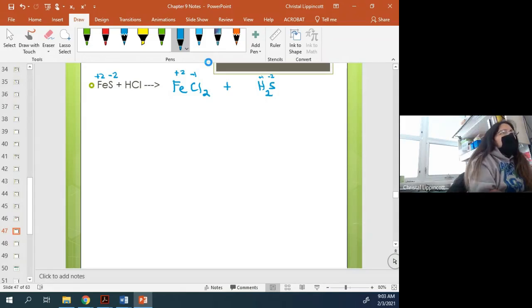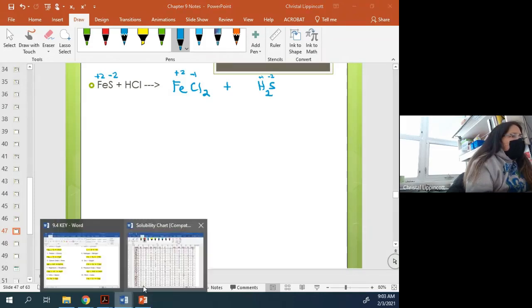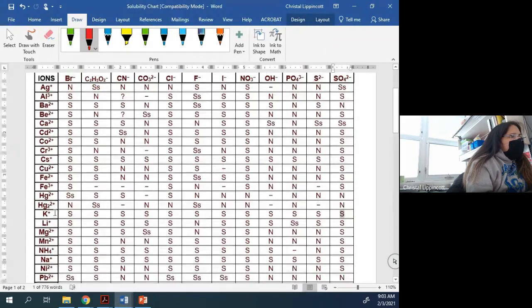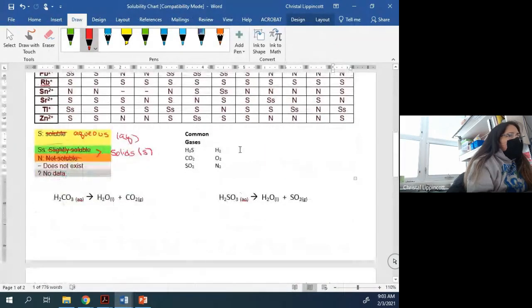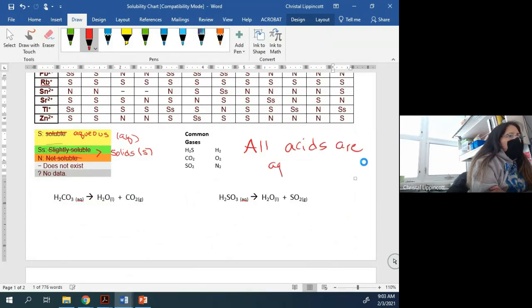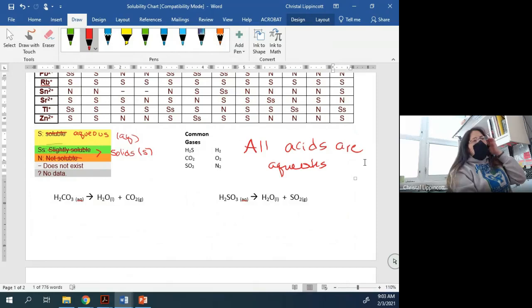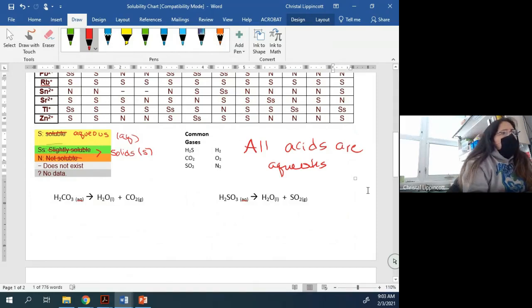All right. Now this is an acid. And on our chart over here, we don't have any acids listed. So I want you to write down in this section over here that all acids are aqueous. Okay. By the very nature of what an acid is, which you guys have not learned exactly what that is yet, we'll get there at the end of the year. By the very nature of an acid, it has to be aqueous. Okay.